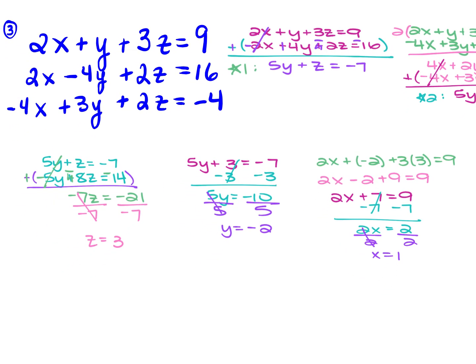So if x is 1, y is negative 2, and z is 3, our ordered triple is just going to be 1, comma, negative 2, comma, 3.